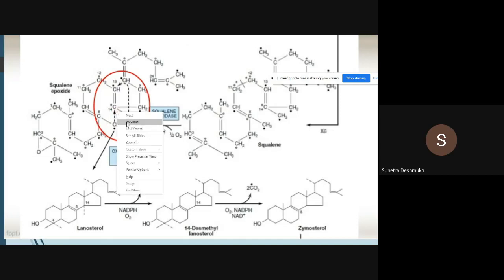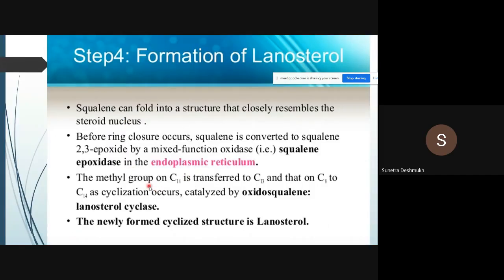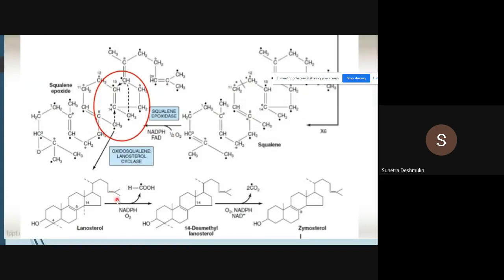The same molecule, the same expression, is given. The methyl group on C14 is transferred to C13, and the methyl group on C8 is transferred to C14 as cyclization occurs. That cyclization is catalyzed by oxidosqualene lanosterol cyclase. Now we'll see how cyclization occurs. When cyclization occurs, the valency of carbon changes, so that's why we need to move the methyl groups from one position to another.